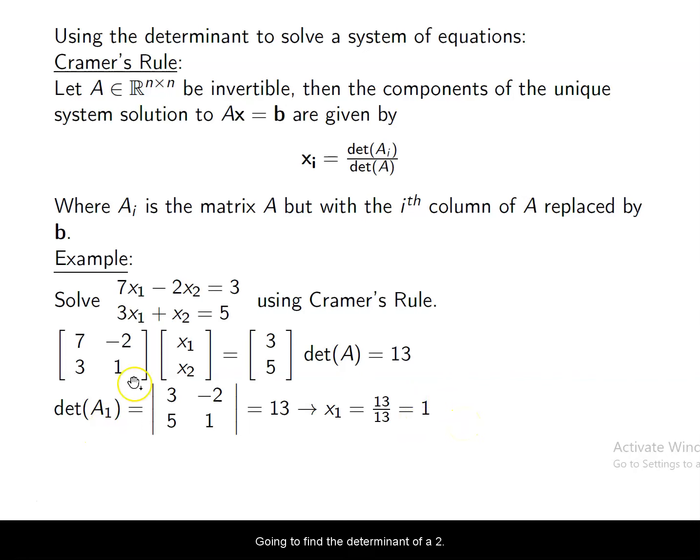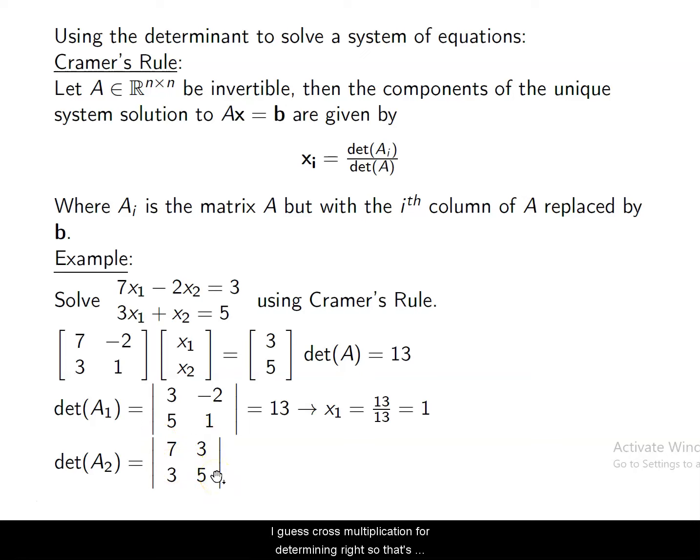I'm going to find the determinant of A2. So I'm replacing negative 2, 1 with 3, 5. And then I'm doing my cross multiplication for the determinant, right? So that's going to be 35 minus 9, which is 26. So x2 is 26 over 13, which is equivalent to 2. Therefore, my solution is 1, 2. Okay, it's actually very simple, very straightforward.